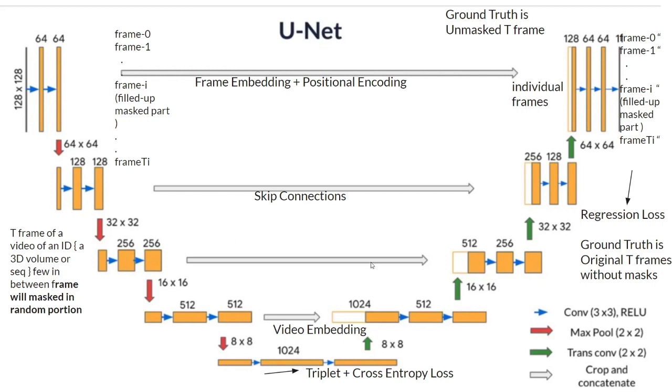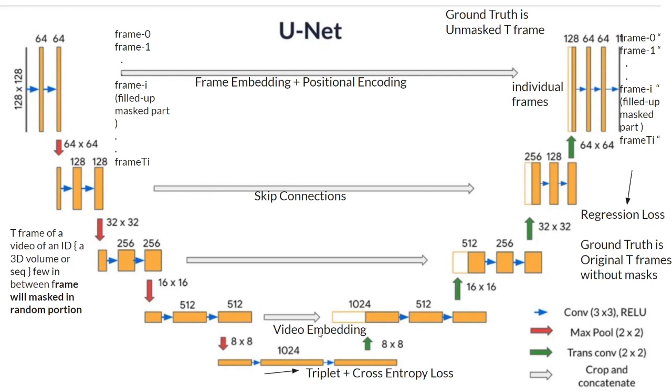Now, at the end of the encoder, we are calculating triplet and cross entropy loss. So first of all, we are training our encoder and then the whole model. The encoder is trained with the triplet loss and cross entropy loss, and after that, the whole model is trained with the efficient embedding that we get from these triplet and cross entropy losses. We are using mean squared error to train our whole model.